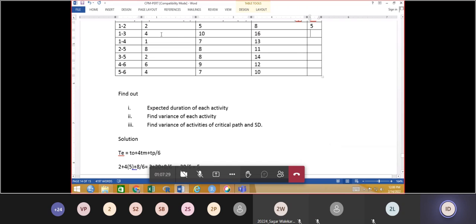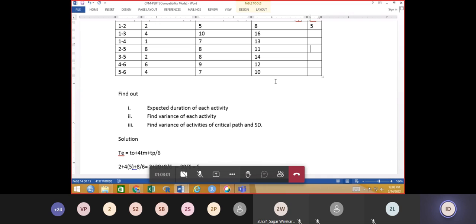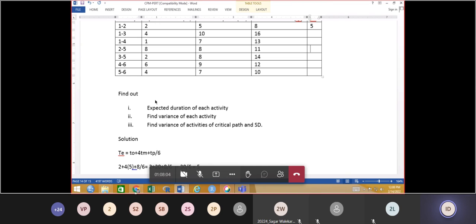Next, 4 plus 4 multiplied by 10 plus 16, divided by 6, will be this. Again here, 1 plus 4 multiplied by 7 plus 13, divided by 6, will be here. Again 8 plus 4 multiplied by 8 plus 11, divided by 6, will be here. Come on, work out. One sample is given here. Same thing we have to work out for each and every activity. Do fast.